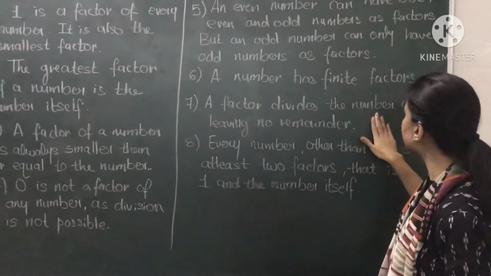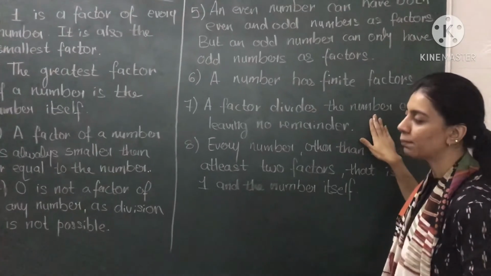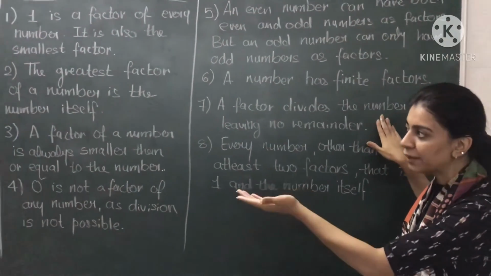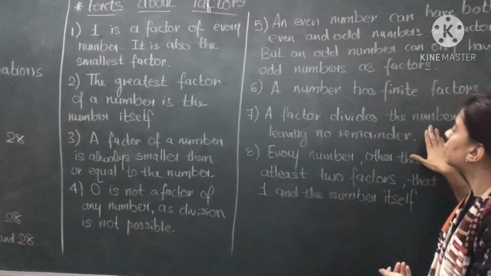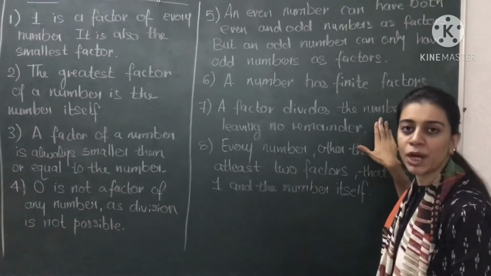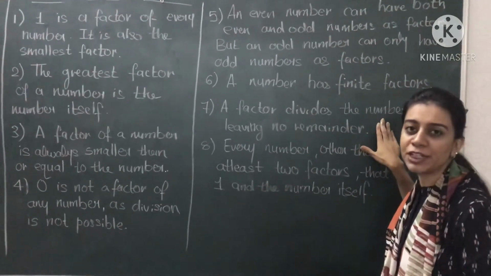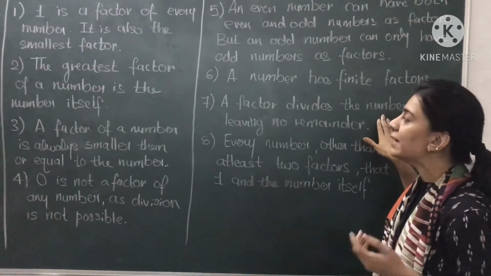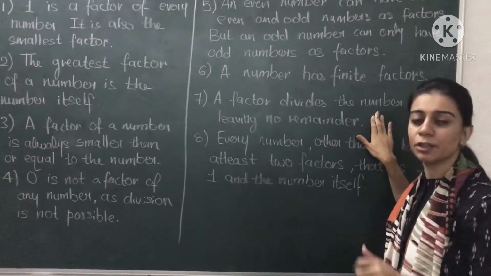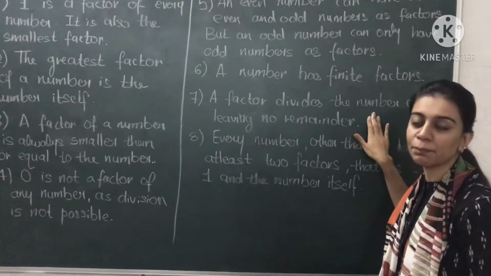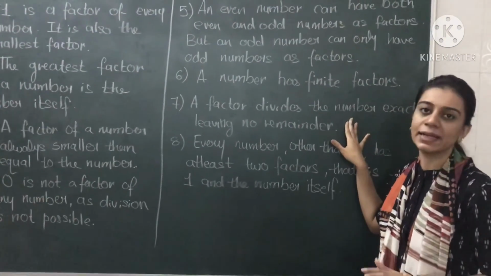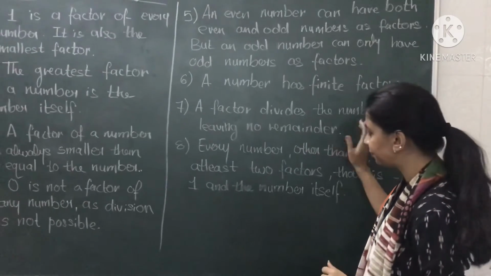Next, a factor divides the number exactly leaving no remainder. Now for example, in the factors of 28, if you take any factor of number 28, that is 1, 2, 4, 7, 14 and 28, it divides the number 28 exactly leaving no remainder. So take any factor of any number, it divides that number exactly leaving no remainder.